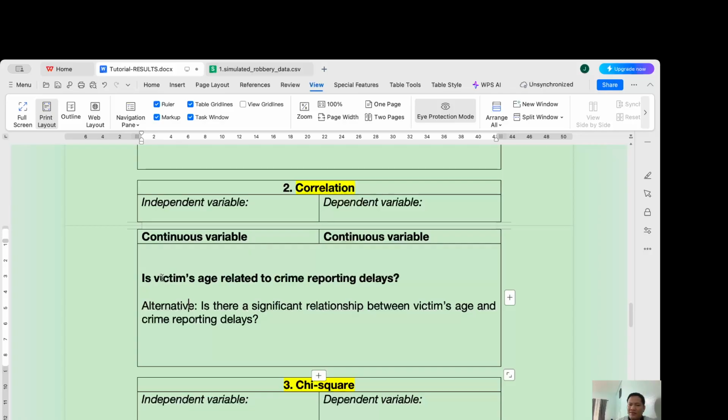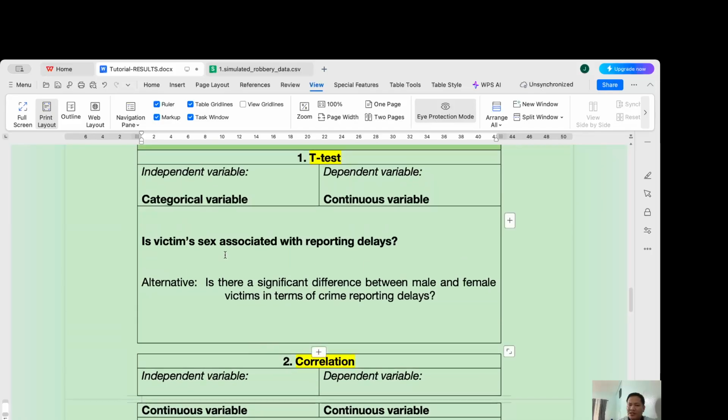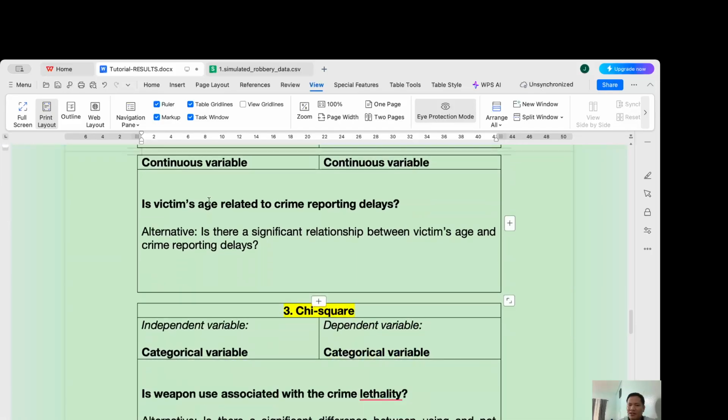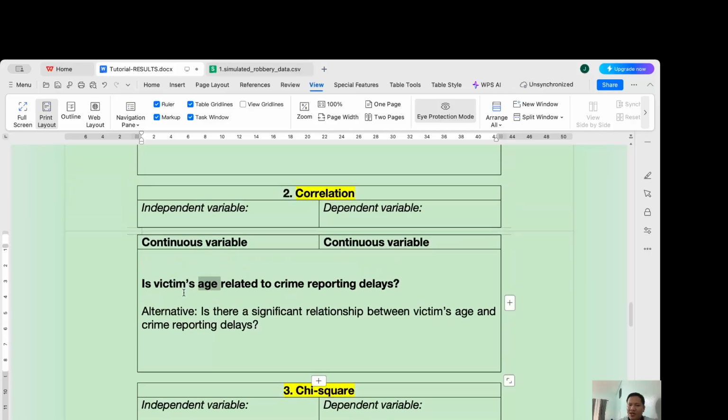Let's read. Is victim's age related to crime reporting delays? Earlier it was sex, now it is age. Age here is the independent variable and reporting delays is the dependent variable. Reporting delays, the effect; victim's age, the cause. So is victim's age related to crime reporting delays?